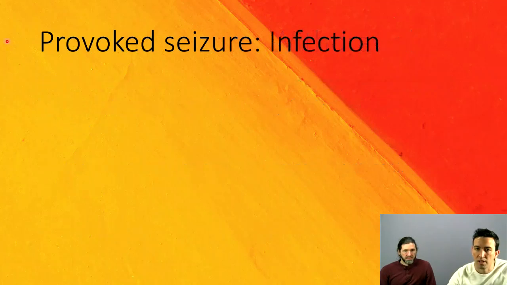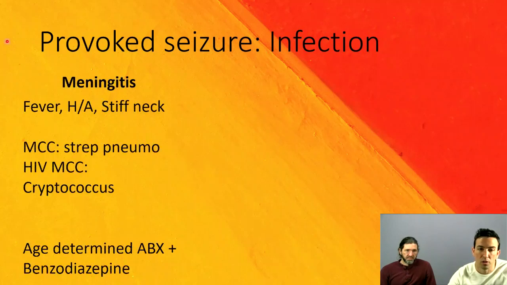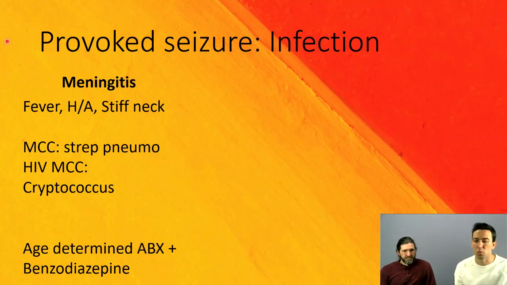Moving along into provoked seizures being infection. So meningitis, we'll hit this one first. This is the classic neck stiffness, headache, fever, the triad of meningitis, which on a question sim, they'll push you in that direction. Most common cause would be strep pneumonia. If it's an HIV patient, most common cause will be Cryptococcus neoformans. And then here, you have to go into your age-determined antibiotics. The seizures would obviously be treated with benzodiazepines, but your antibiotics will be your definitive measure in treating the underlying source.